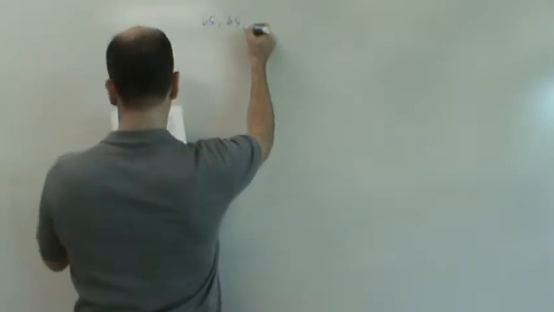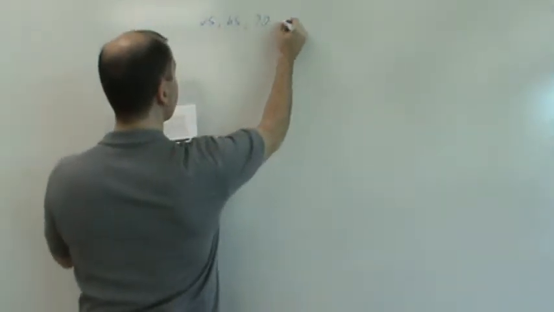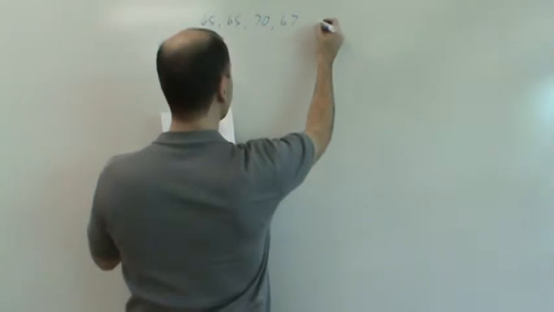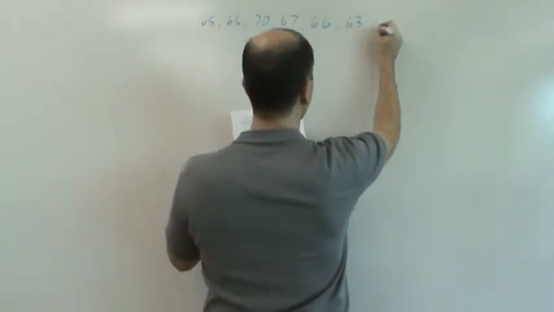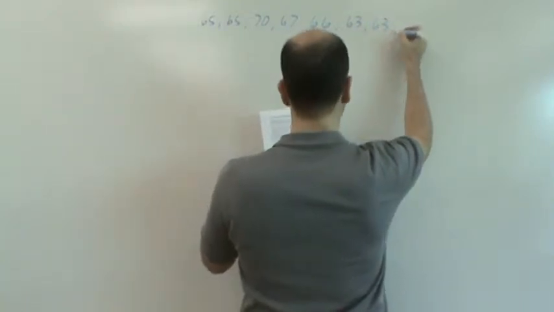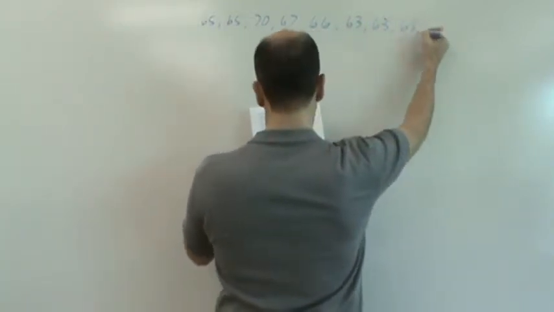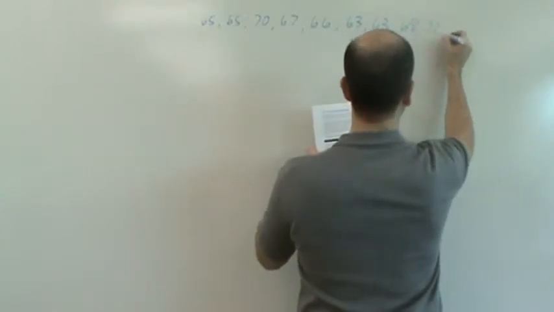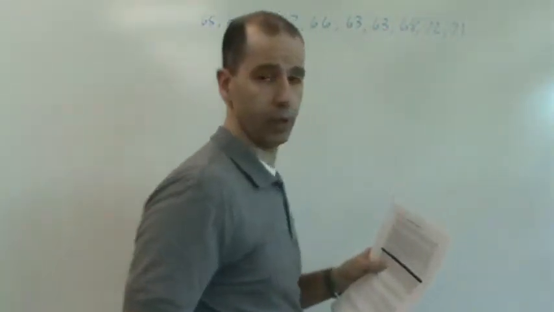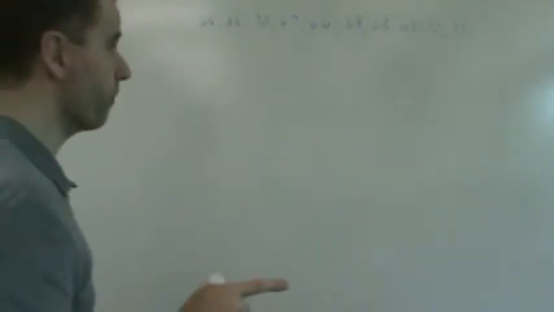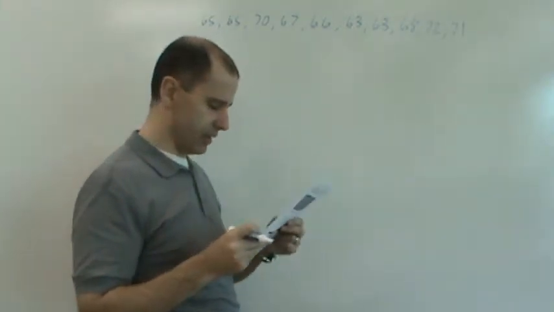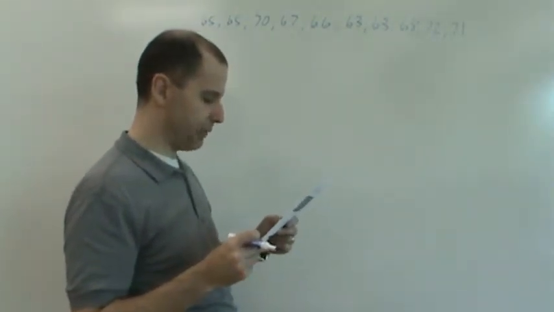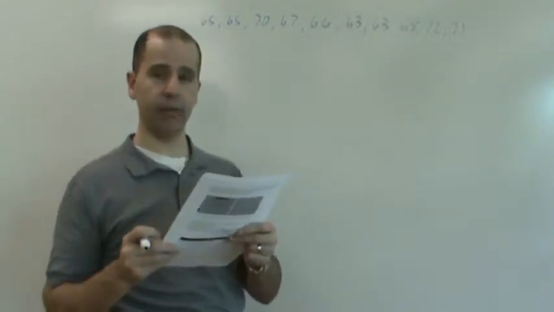65, 65, 70, 67, 66, 63, 63, 68, 72, and 71. Okay, so these are the values that we have. Now he uses this data to conduct a hypothesis test using a 5% level of significance.